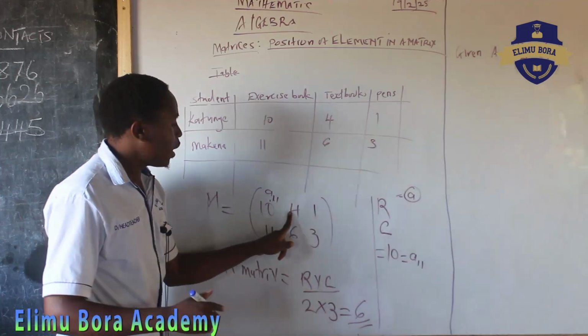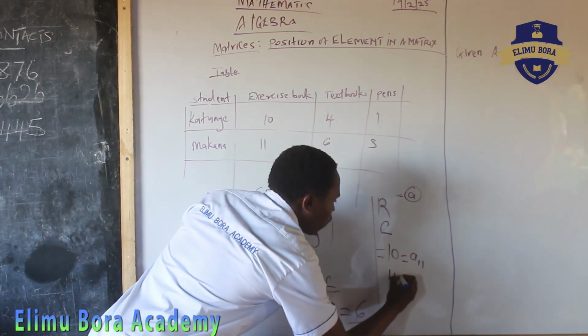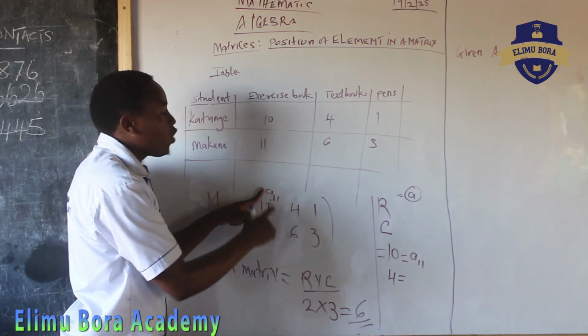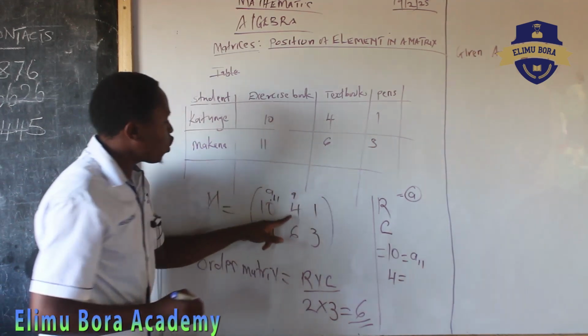Let's look at the 4. Whereby we say we are going to use which letter? A. We are going to use a. So which row is this one? 1.